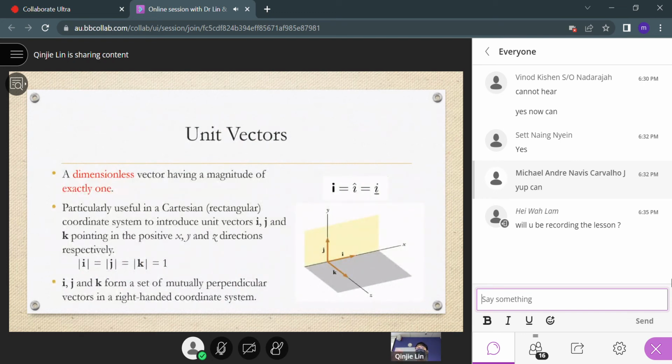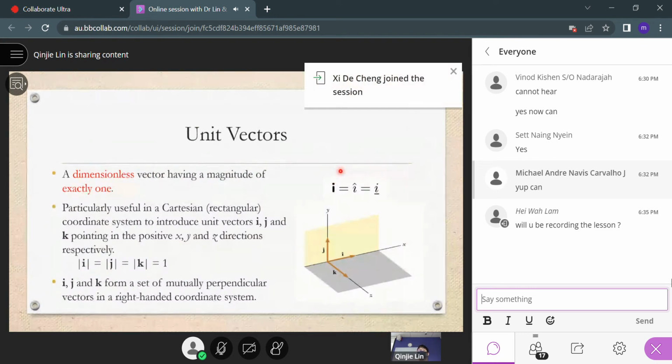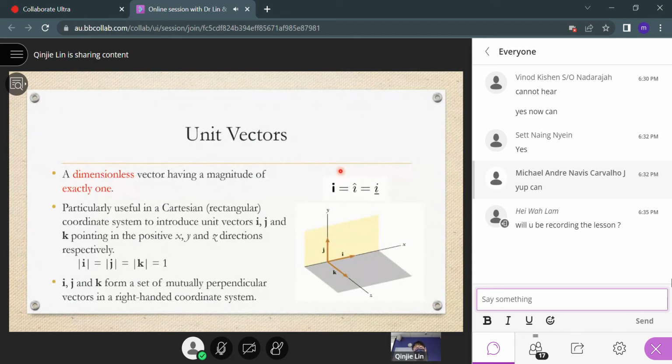And unit vectors. Have you all learned unit vectors before? Heard of the term before, but forgot, but it's okay. So unit vectors are just dimensionless vectors having a magnitude of exactly 1. They have the properties of vectors, whatever we said just now. They have a magnitude, they have a direction. But now the magnitude, we just make it 1. Why do we do that? So that these unit vectors are solely to tell us the direction only. We know the magnitude is just 1. Anything you put beside 1 is just that thing.